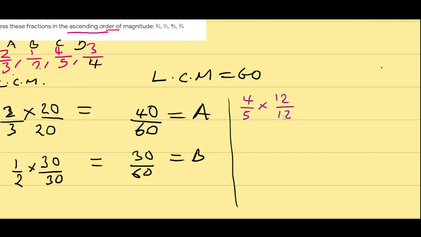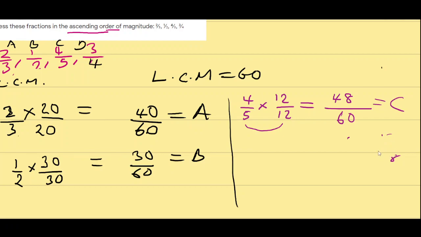5 times 12 is 60. Yes, and then 4 times 12. This should be 48. So it's 12, 4, 8, and 1. So yeah, 48. Now, what do we do next? This is equal. So this is C. C is 48 over 60.